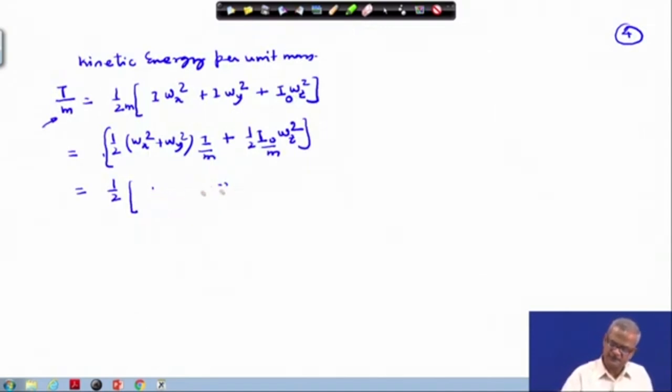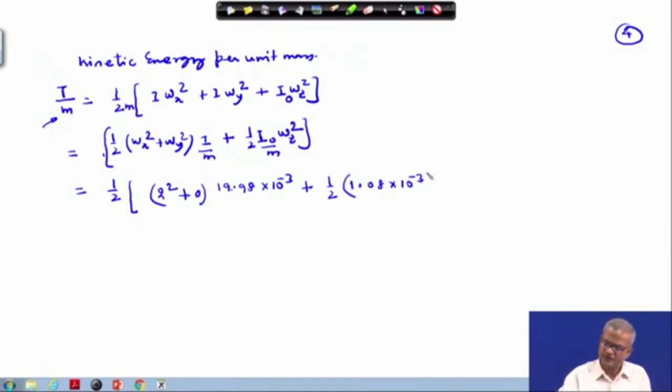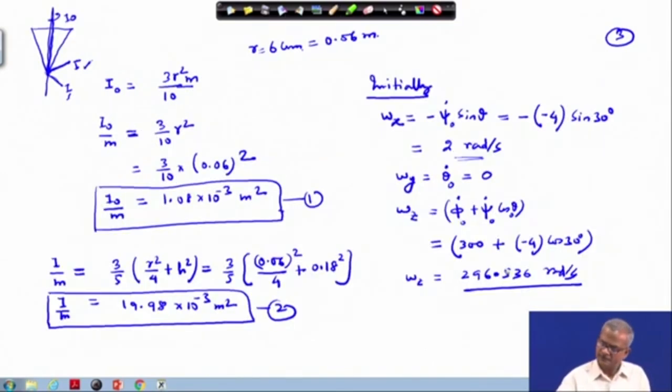So this is 2 radian per second plus 0 times I by m. So I by m is 19.98 into 10 to the power minus 3. We have converted all the units in terms of meter. And I 0 by m we calculated to be 1.08 into 10 to the power minus 3. And omega z is 296.536.